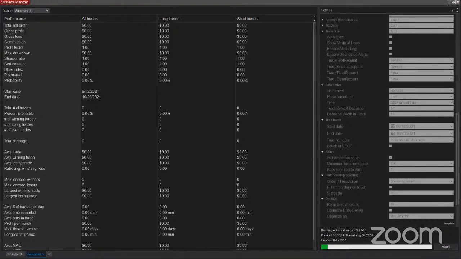There's still no position on the NQ strategy that I've got active. It's still waiting for its next signal.